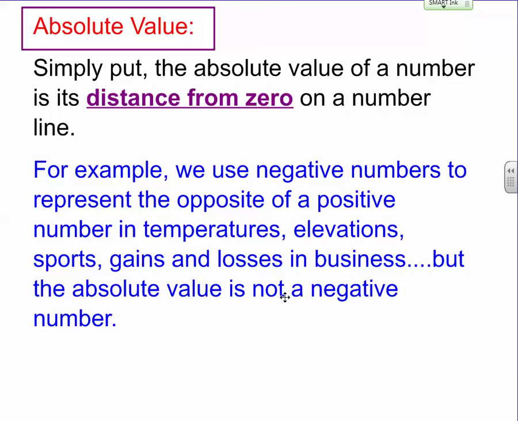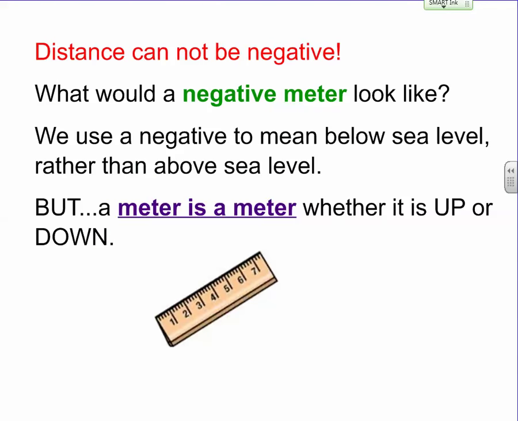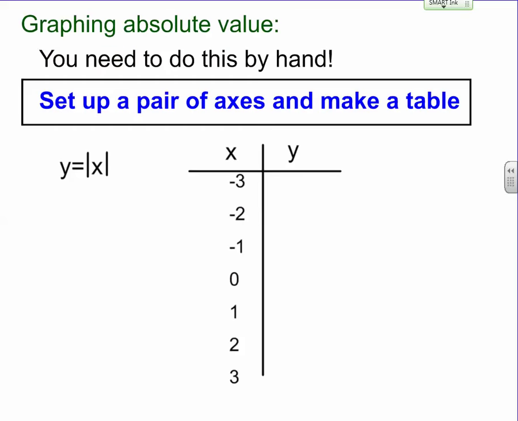So absolute value is not negative. It's always positive. Think of it as a distance. So there's no such thing as a negative meter. Okay, so we can use a negative to mean it's meters below sea level rather than above sea level, but a meter is a meter, whether it's up or down. A meter is a real unit.